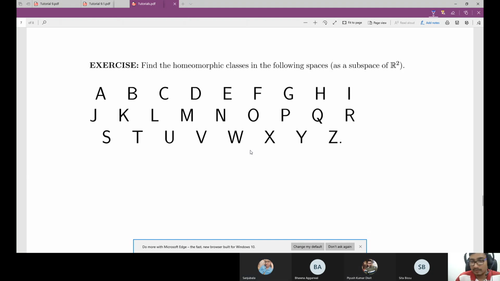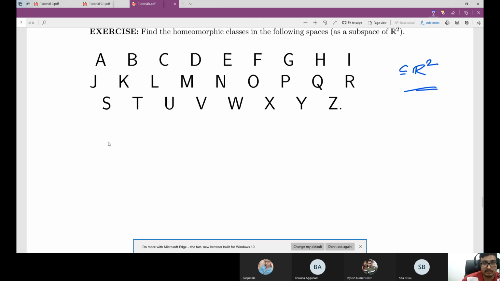अब इसमें बोलो बस अभी 5 मिनट का काम है उसके बाद छुट्टी, ठीक है. So now find all the homeomorphic classes in the following spaces. These are actually subspaces of R². Just this kind of images you have. Tell me which spaces are homeomorphic.